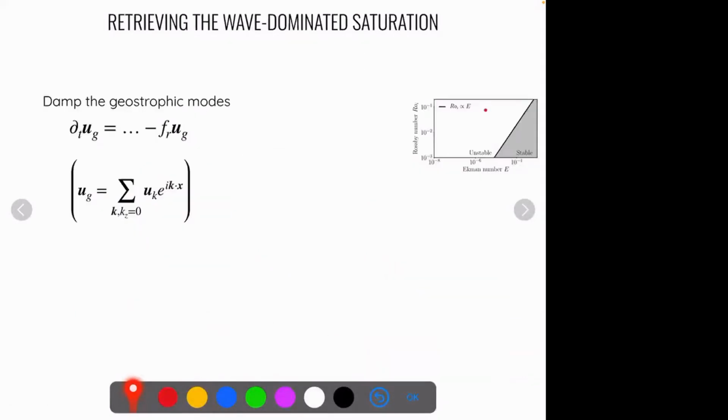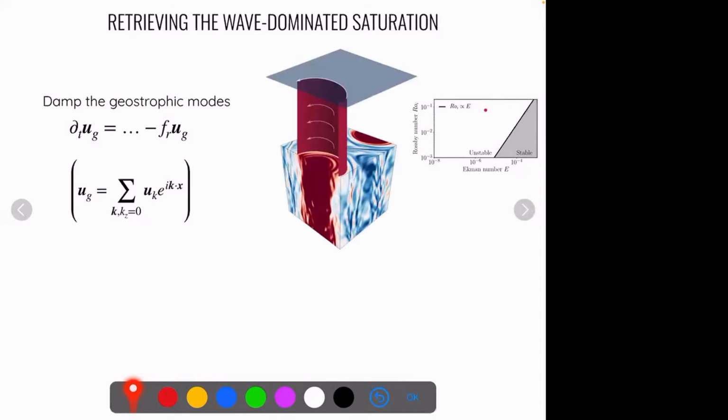And the trouble with this setup is that geostrophic modes are quite unconstrained, right? You don't have any reconnection with the boundaries to dissipate them. They are very free to grow, and even if you decrease the forcing amplitude or the Ekman number, you always end up with this type of flow. But we would like to study still the wave-dominated regime.